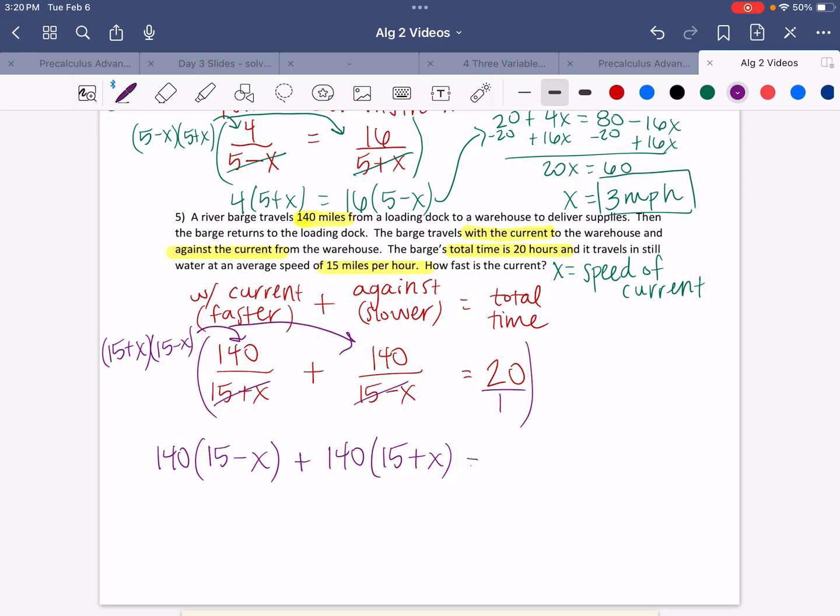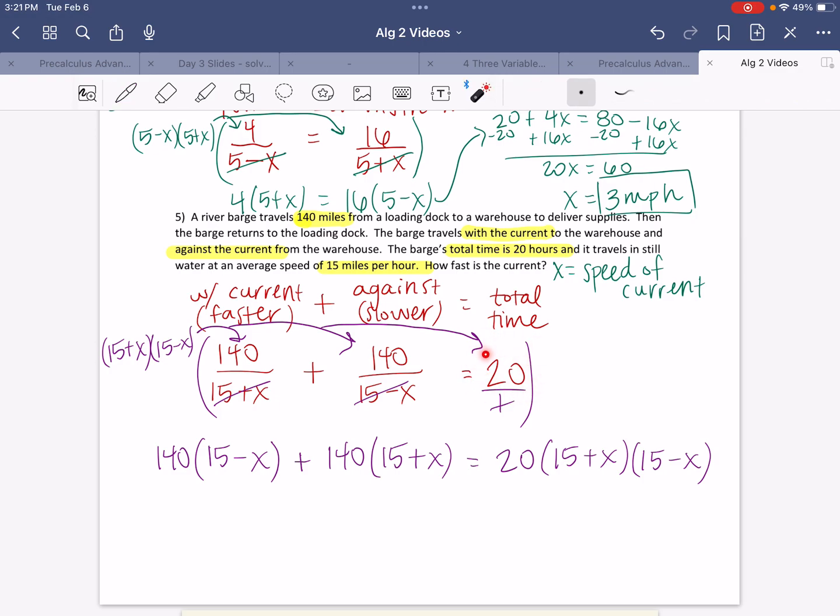And then on the other side of the equation, nothing's canceling. There's no denominator, it's just a 1. So 20 will get multiplied by 15 plus x and 15 minus x. That's a step most people will forget. A common mistake would be to just make this a 20 and think that the problem's going to be awesome. But instead it gets both. It's going to be a little bit more work. We can handle it though.